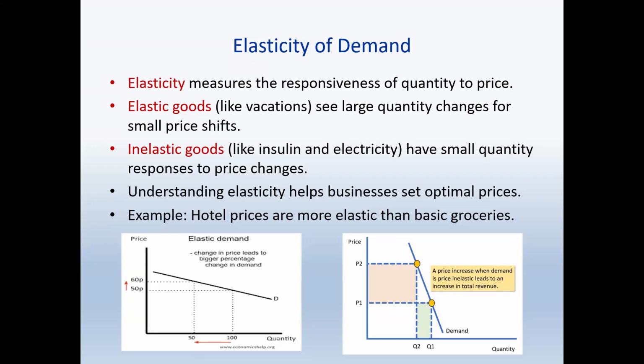Understanding elasticity helps businesses set optimal prices. For instance, retail prices are more elastic than basic groceries. So hotels have to be very mindful about even small price increases because it may drive consumers away, and can greatly benefit by reducing the price and having a sale. We're going to talk more about elasticity in the next lesson.